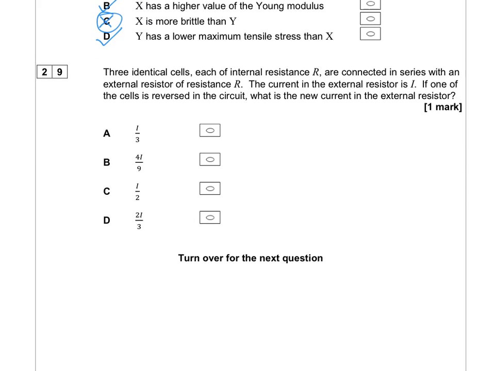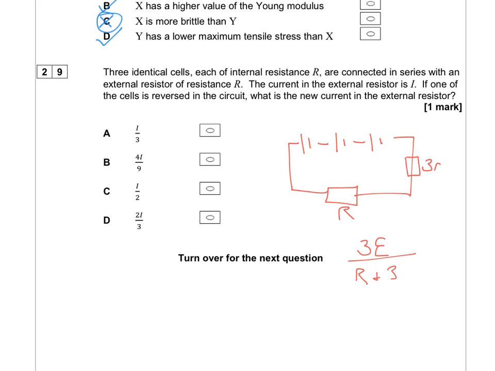3 identical cells, each of internal resistance R, are connected in series with an external resistor of resistance R. So let's just sketch that. So we've got it looking like this. And then not to forget that we've got 3 sets of internal resistances as well. So the total EMF in the circuit is 3 times the EMF over R plus 3R. So that would be the current in this case.